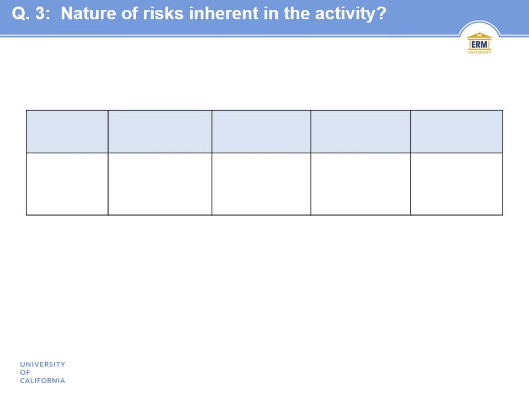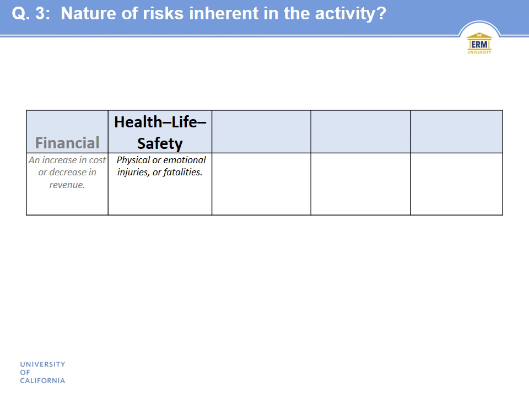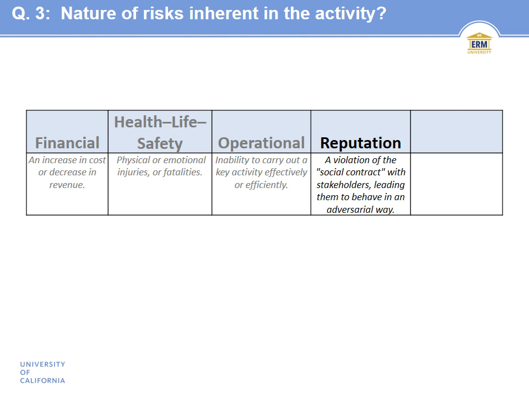Not a fan of reporting. But anyway, here's what we came up with at Berkeley. Financial, an increase in cost or a decrease in revenue. Health, life, safety, physical or emotional injuries or fatalities. Operational, that's shutting the campus down. That's not being able to carry out a key activity effectively or efficiently. Reputation, a violation of the social contract with stakeholders, leading them to behave in an adversarial way.